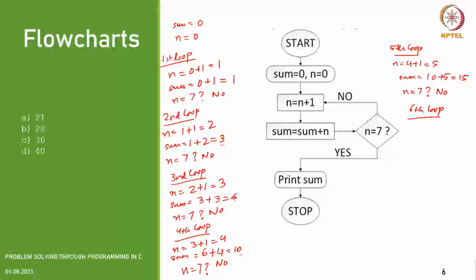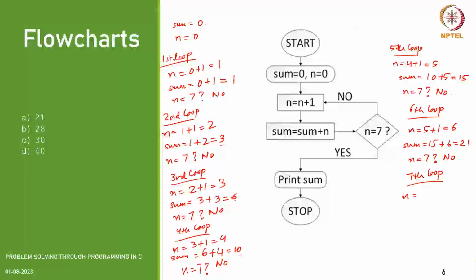Now the sixth loop. So n was 5, we incremented it to 6. Now sum was 15, we added 6 to it, it became 21. We again checked, is n equal to 7? No, it's not, it's equal to 6. So we go to the seventh loop.